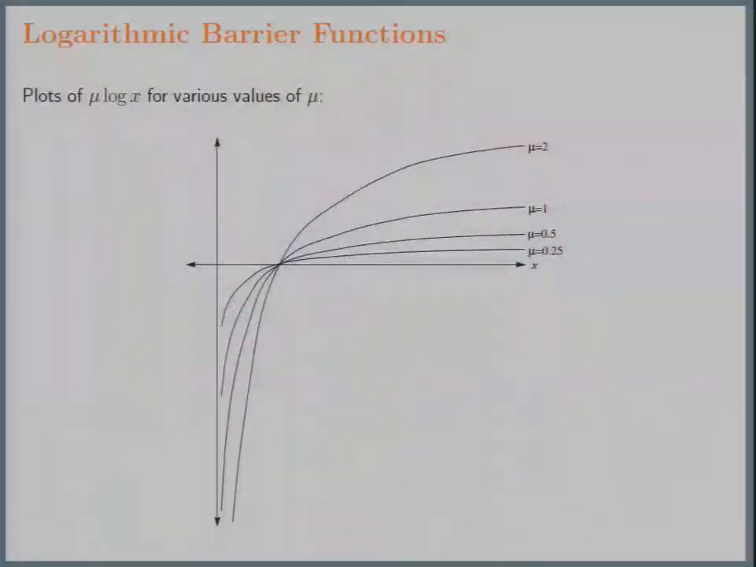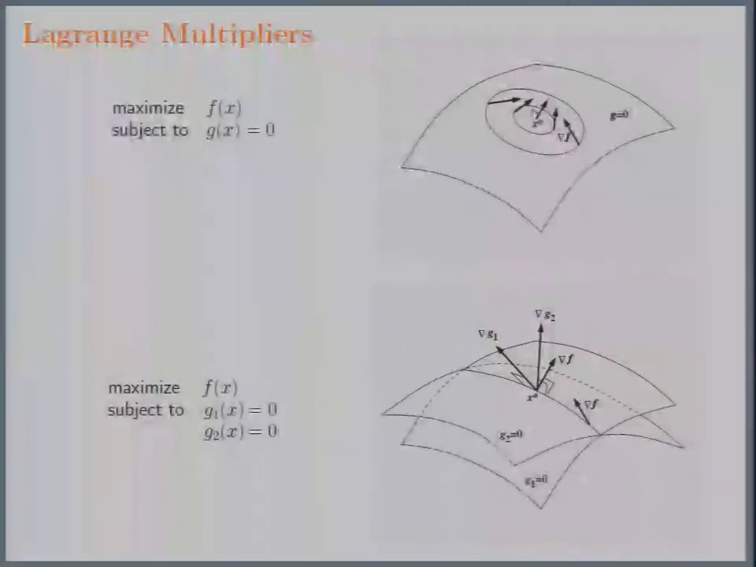Just to briefly show a plot: as mu gets smaller, it looks more and more like something that has no effect except for blocking you from going to zero, where eventually it rapidly goes to minus infinity. So for very small values of mu, the effect of the barrier terms gets smaller and smaller. But for every positive value of mu, it does eventually prevent you from hitting zero. And I think you all know Lagrange multipliers, so maybe I'll not dwell on that slide.